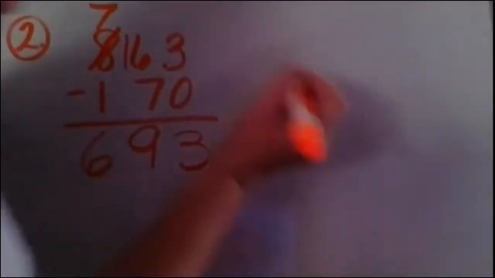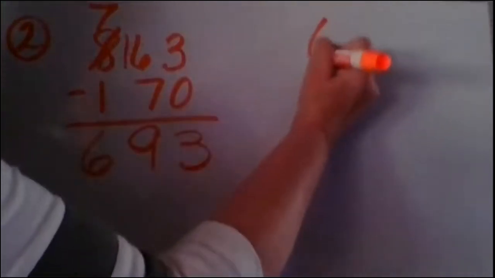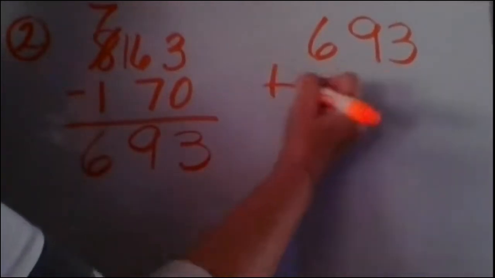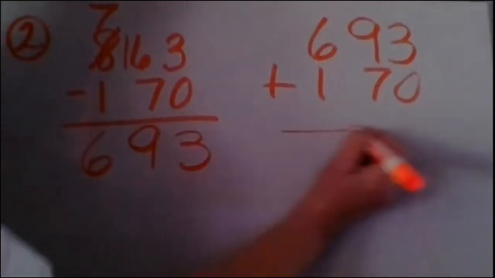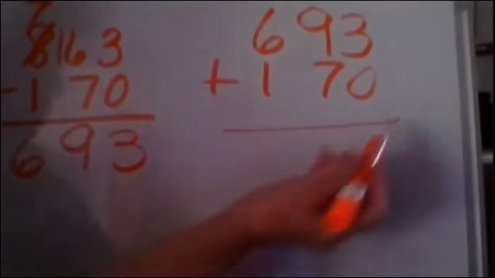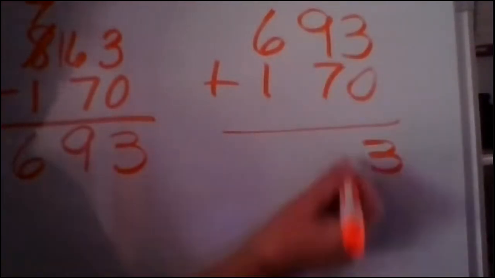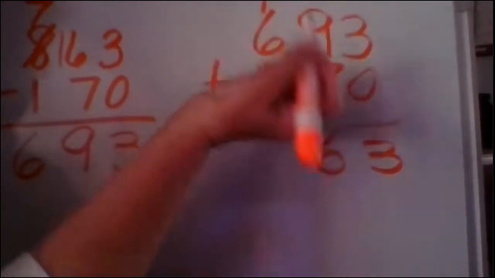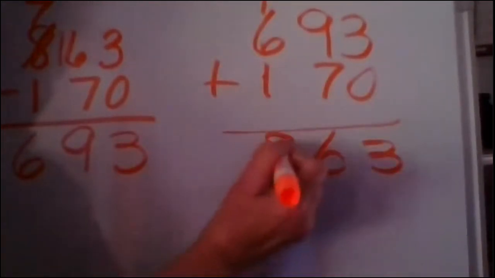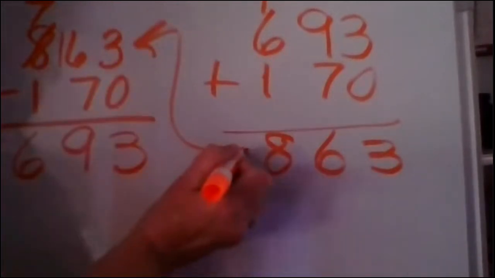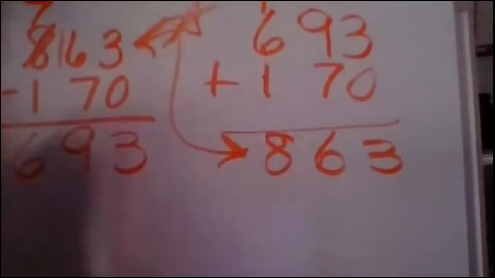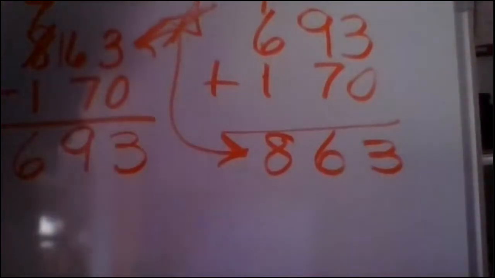Now, what two numbers are we going to add together to see if we come back up with 863 to see that our answer is correct? Yes, 693 plus 170. And let's add and see if that 3 plus 0 equals 3. 9 plus 7. That's right, it is 16, and we have to carry, regroup, 6, 7, 8. Did we come back up with 863? Yes, you did. Good job. Give yourselves a star. Now let's move on to number 3.